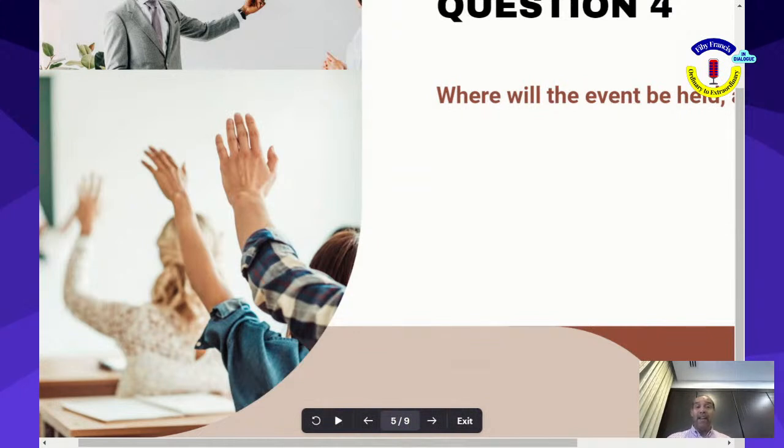Now, if it is in the same building, sometimes you get pulled into various official things in between the learning program, and the participant may not be able to fully be immersed in that learning process. So the question is, where will the event be held and why?